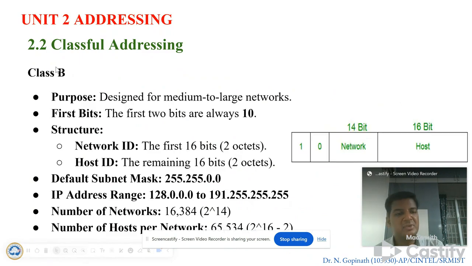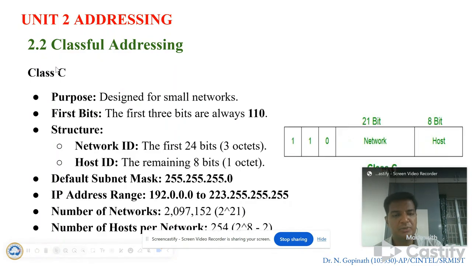And the purpose of class B is that it is designed for medium to large networks. The first 2 bits are always 10. Network ID is the first 16 bits and the host ID is the remaining 16 bits. The default subnet mask is 255.255.0.0. The IP address range is from 128 to 191. And the number of networks is 2 to the power of 14.